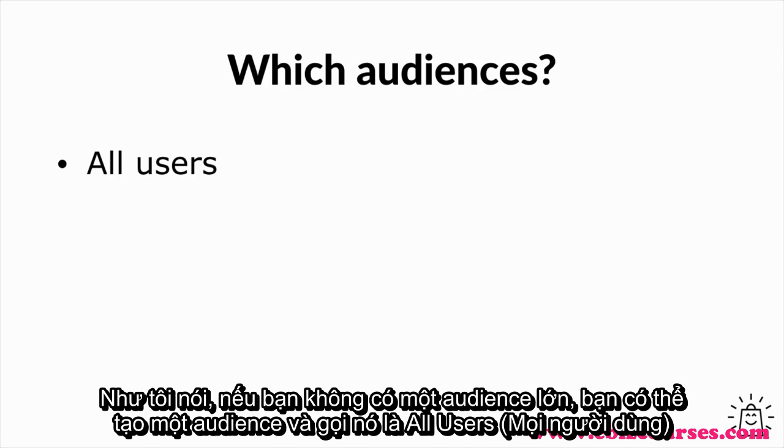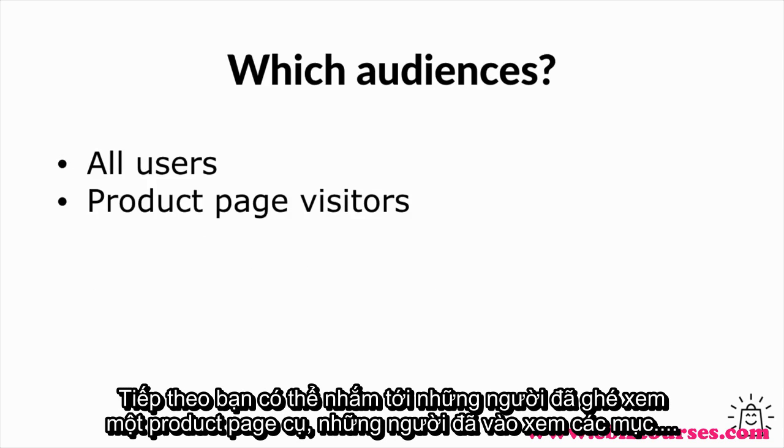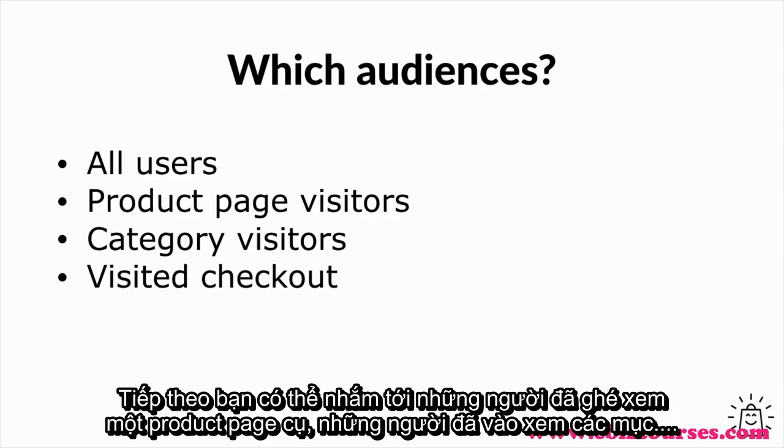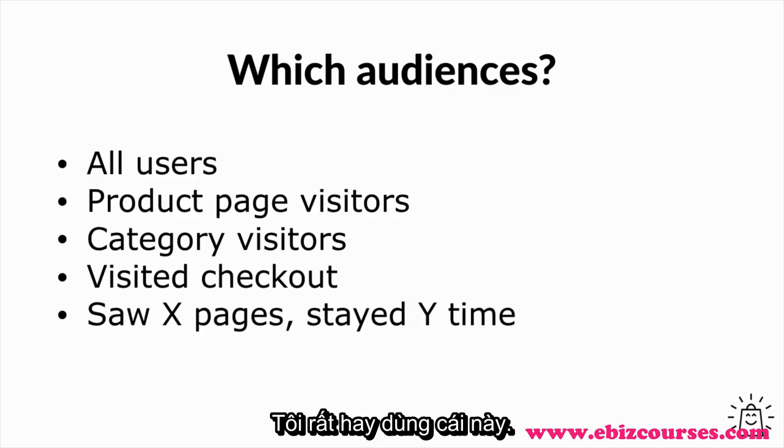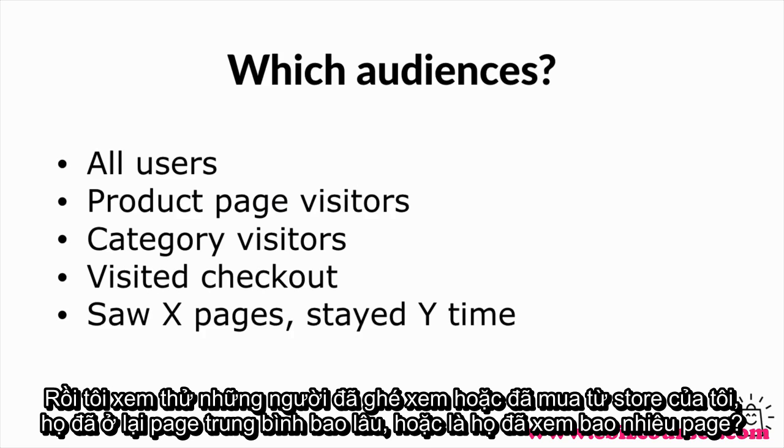As I said, if you don't have a big audience, you will just create one audience to start with called all users. Then you might move on to people that have seen a specific product page, people that have seen certain categories, or have visited the checkout but haven't bought anything. I use this often. And then I look at the visitors that do buy from my store: how long do they stay on average in the store? Or how many pages have they looked at?